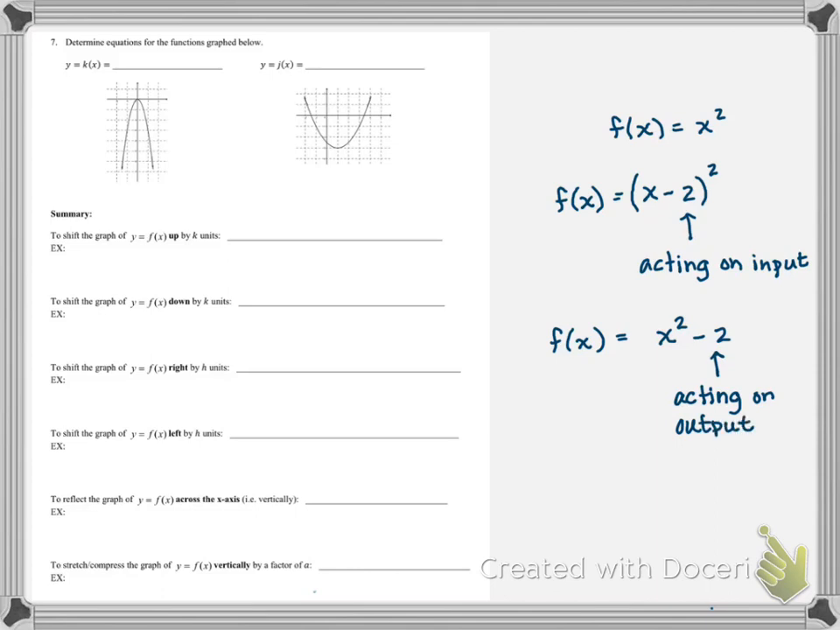And so whether you're acting on the input or the output is important because it determines what direction the transformation happens in, so if it's a horizontal transformation or a vertical transformation. So if I want to shift the graph up k units, what should I do? It should be on the output. We're going to add to the output, which makes sense because the y values are the outputs of the function and the x values are the input. So if we act on the output, it would have a vertical effect. So we're going to add k to the output.